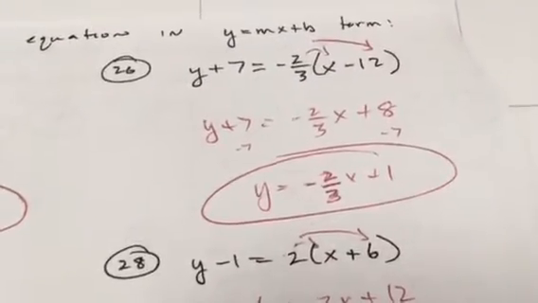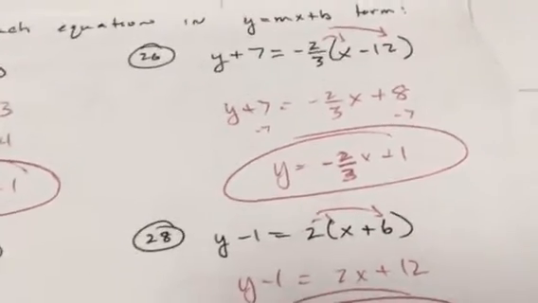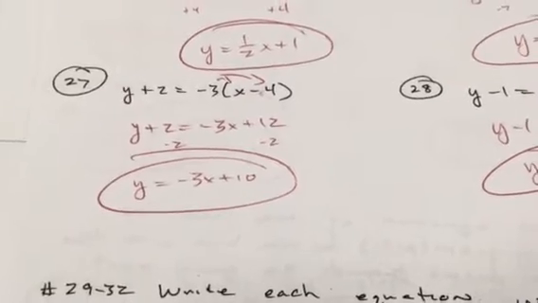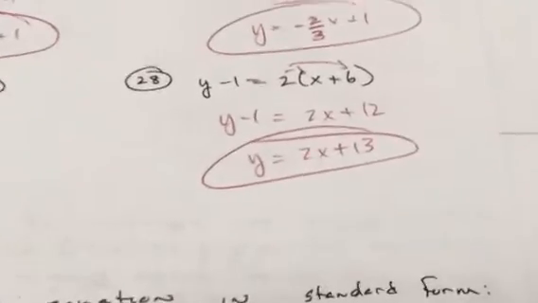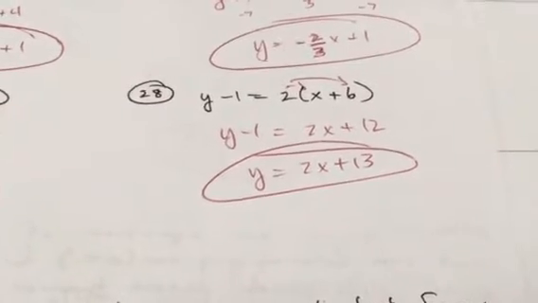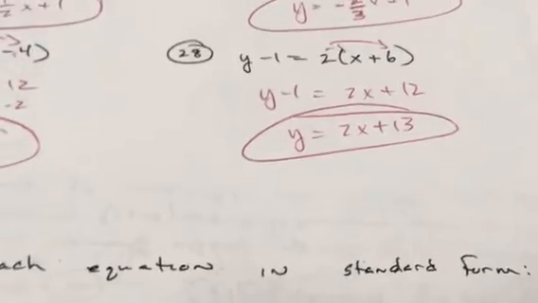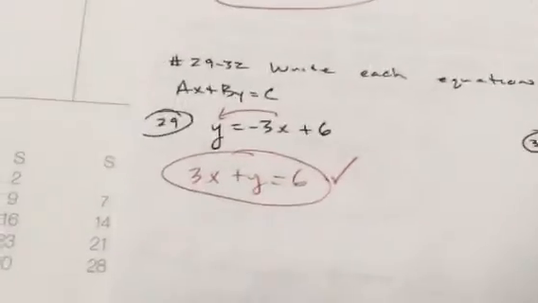On 26, multiply x and negative 12 by negative 2/3, then subtract 7. Here, multiply x and negative 4 by negative 3, then subtract 2. And on this one, multiply x and 6 by 2, then add 1. Always do the opposites. And that's how you get your answer in y equals mx plus b, slope-intercept form.